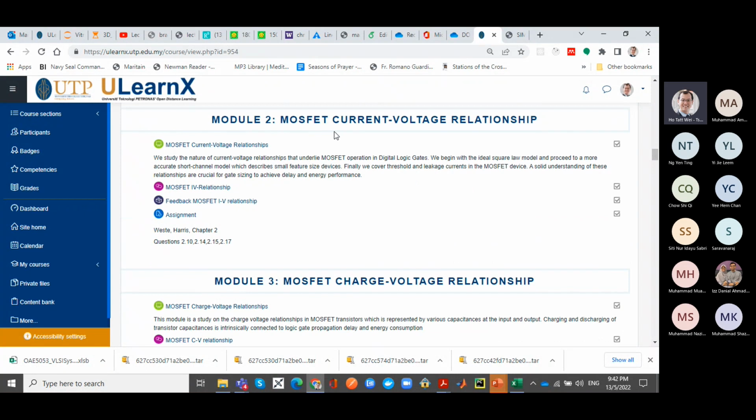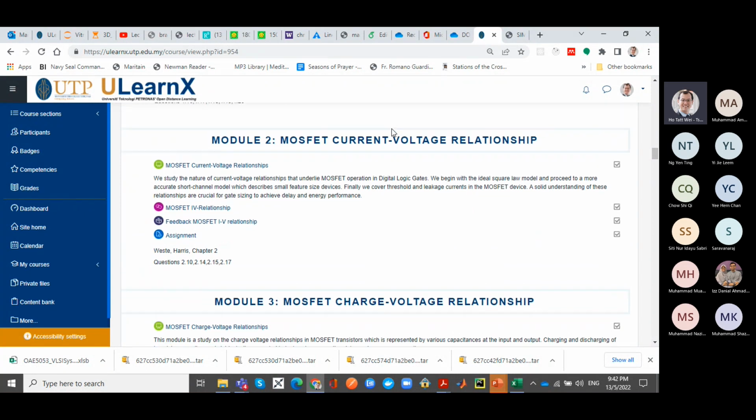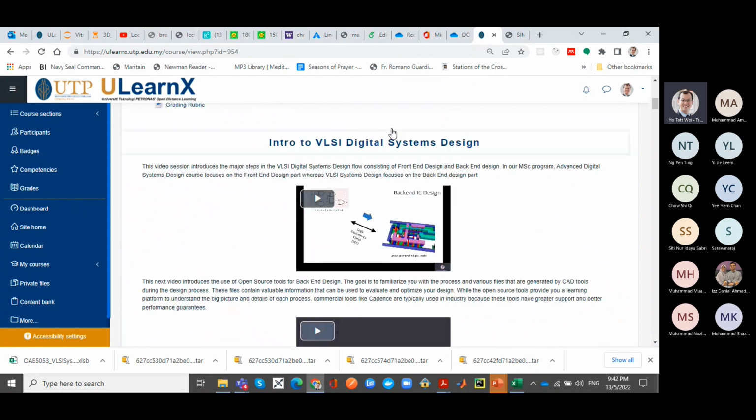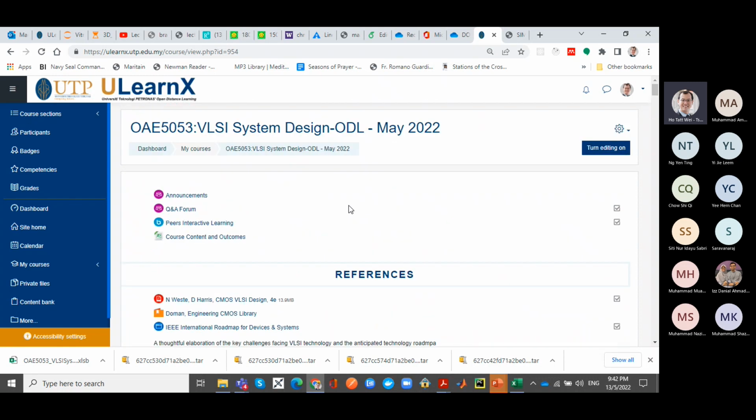But of course, we're going to take a survey of the MOS current-voltage relationship. Before I jump a little deeper into this, that's just by way of an introduction to the topic.